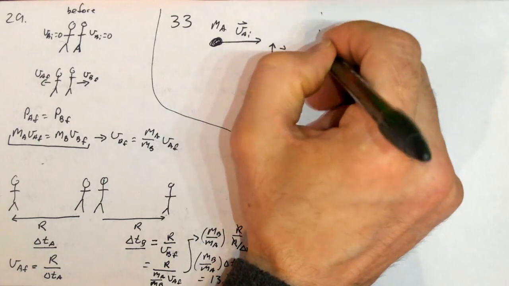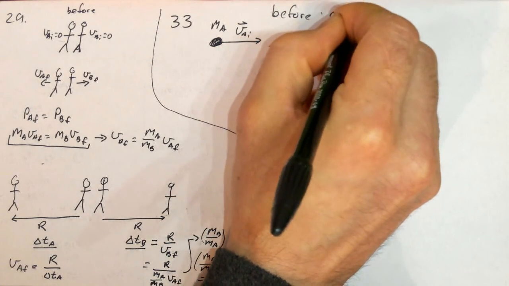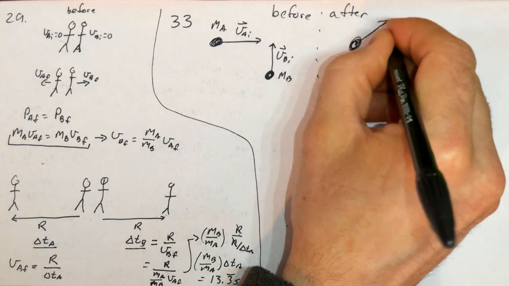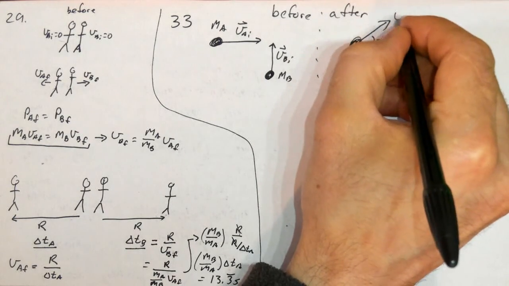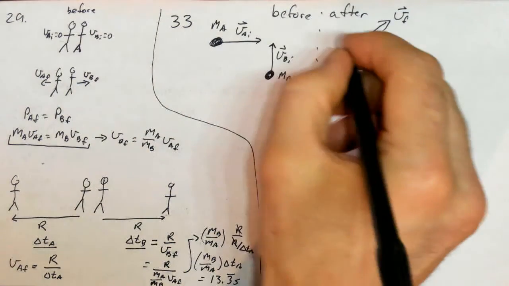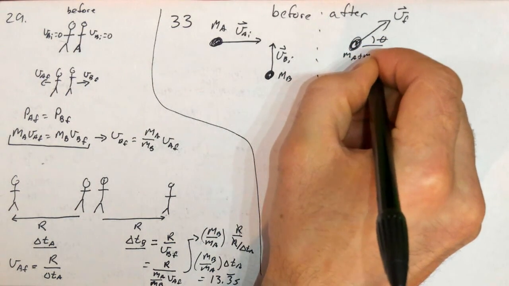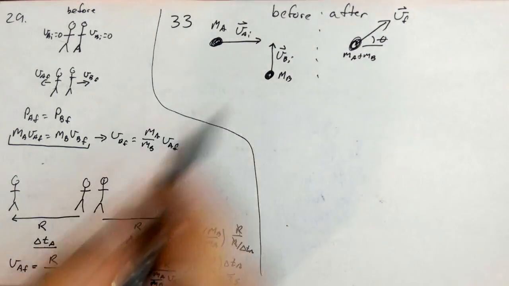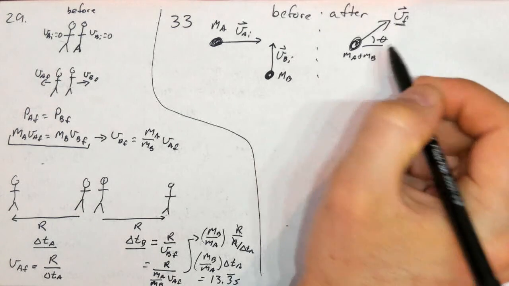Okay, so before and after. That ball of clay will collide right there, and they must shoot off at some angle, which we're going to find. So this is going to be V final. I don't need to put a VA or VB because they're traveling together. This is going to be MA plus MB. So how do we find out how big this is, its magnitude, and how do we find what direction it goes?